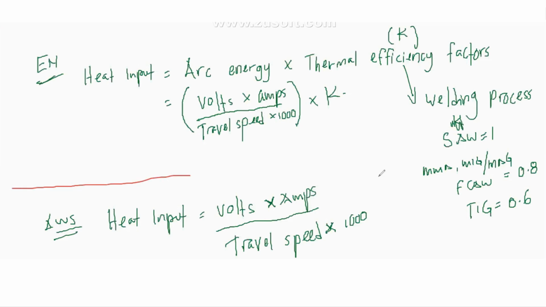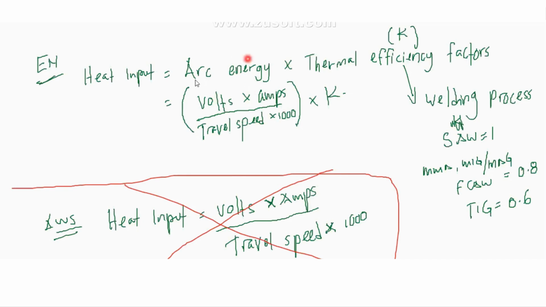For the American here, we're not using it in our training and exam. So we use this, arc energy or heat input. Remember, heat input is arc energy times K. So arc energy itself is volt times amps divided by travel speed times 1000. Clear about this, yeah?